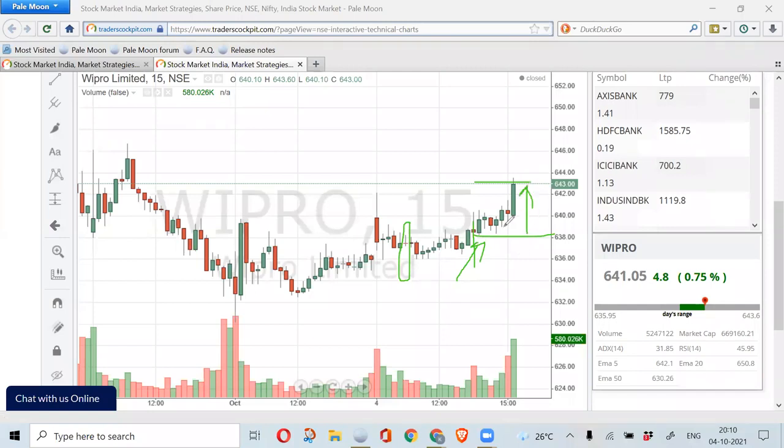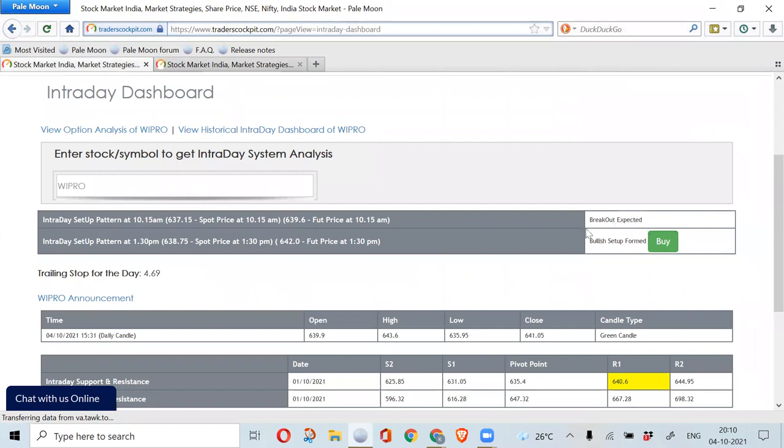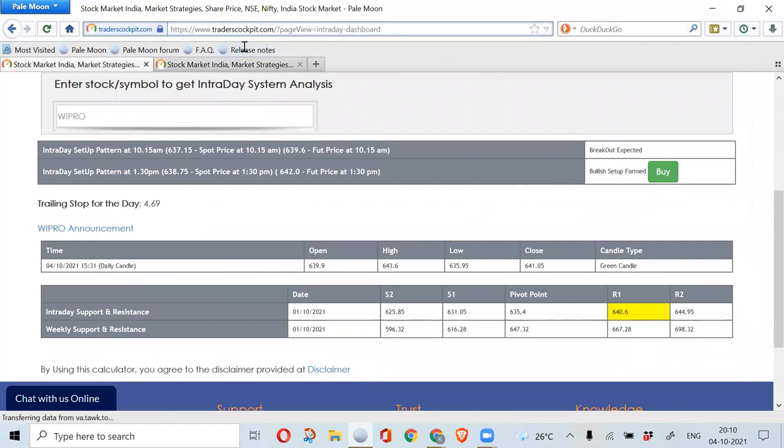In this way, it will be more simple for us to take a quick decision, without opening the charts and doing much analysis by ourselves. Just by following the trend here, we can trade, and we know how much stop loss to be put in this particular stock. 4.69 is the stop loss for Wipro, and the support levels S1, S2, pivot point, resistance 1 and resistance 2 are given here, so that we know where to expect the target, right?